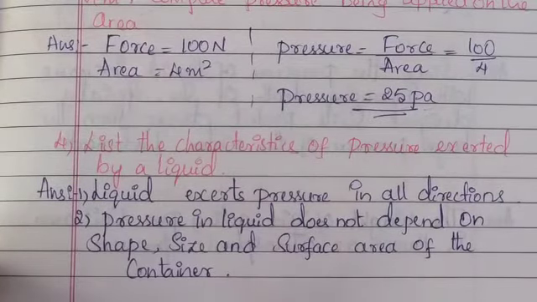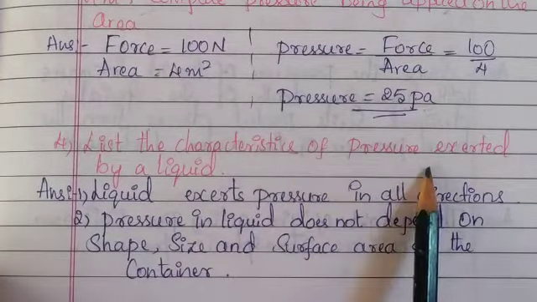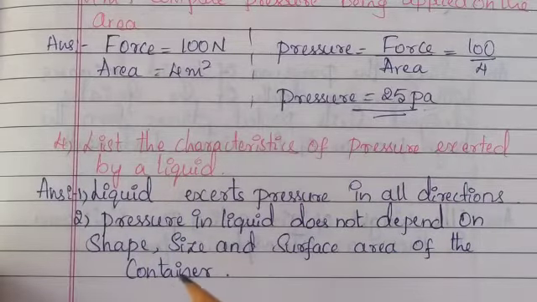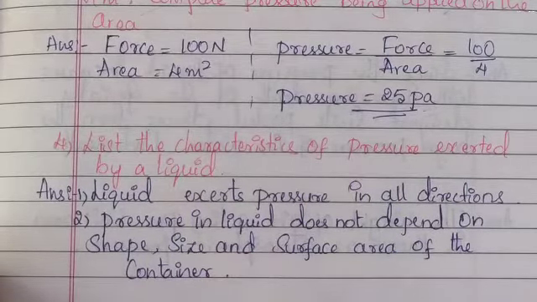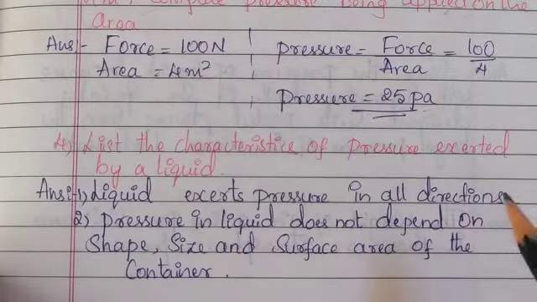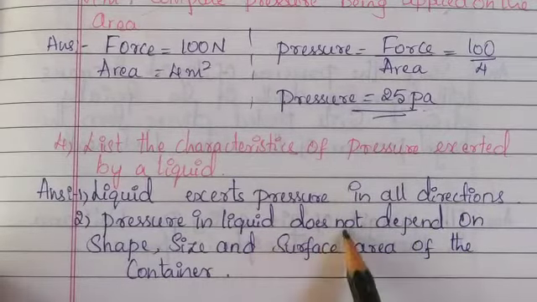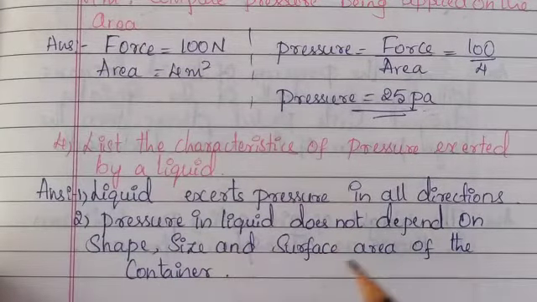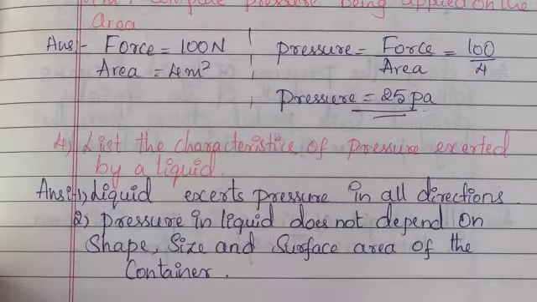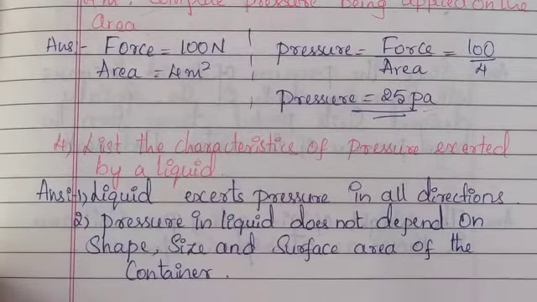Next question is, list the characteristics of pressure exerted by a liquid. Only the liquid we are talking about here. Liquid exerts pressure in all directions. This is a very important one. It exerts pressure in all the directions. Pressure in a liquid does not depend on the shape, size and surface area of the container. For any container you consider, the pressure in the liquid does not depend upon what shape it is, what size it is, or what the surface area of the container is. Whatever it may be, the pressure will be exerted in all directions.